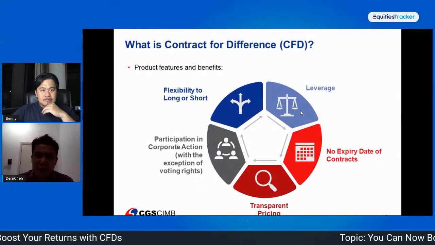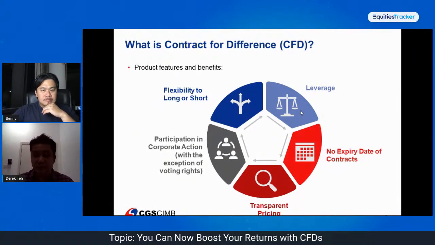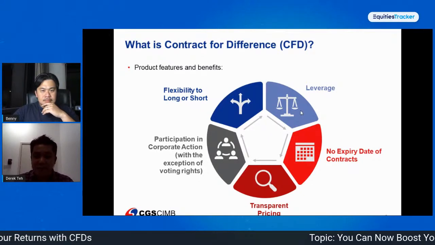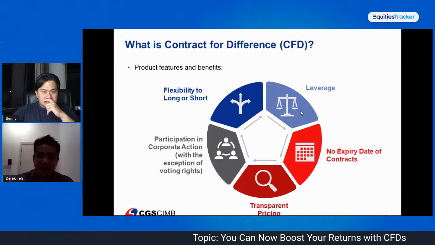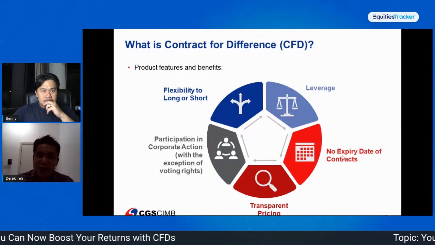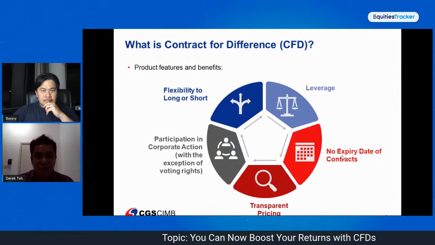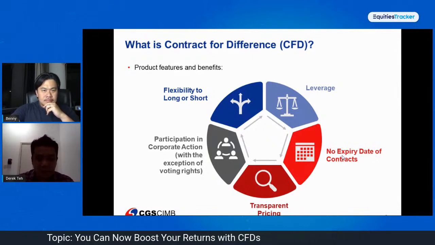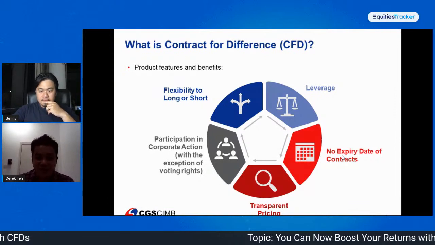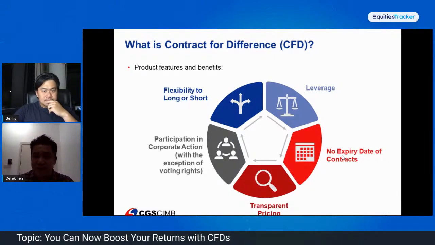So you may ask, what is so special about trading with CFD? I can invest in share or do trading in futures. Okay, let us go deeper into the product feature and benefit of CFD. First, the most important one is the flexibility to long or short. CFD allow you to enter both long and short position. You may potentially profit or lose from both rising and falling market depending on your trading strategies. This gives you greater flexibility during your trading in an uptrend or downtrend market.